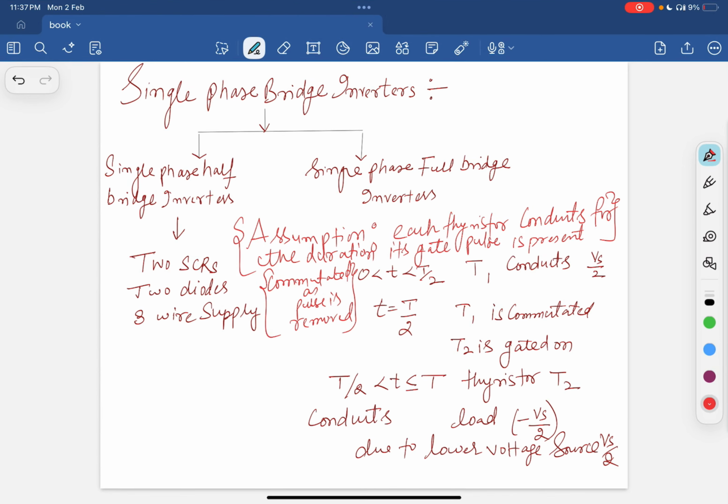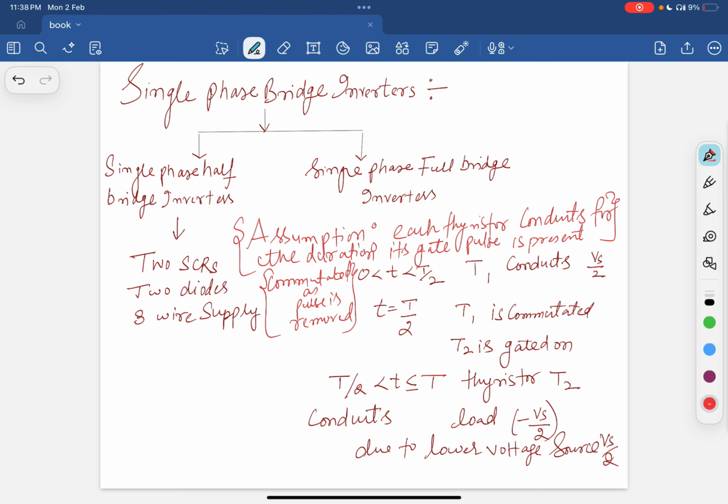Today we will discuss the single phase bridge inverters. And there are two types of bridge inverters. One is the single phase half wave bridge inverter and the second one is the single phase full bridge inverter. The single phase half wave bridge inverter has some drawbacks. We will look at it first.